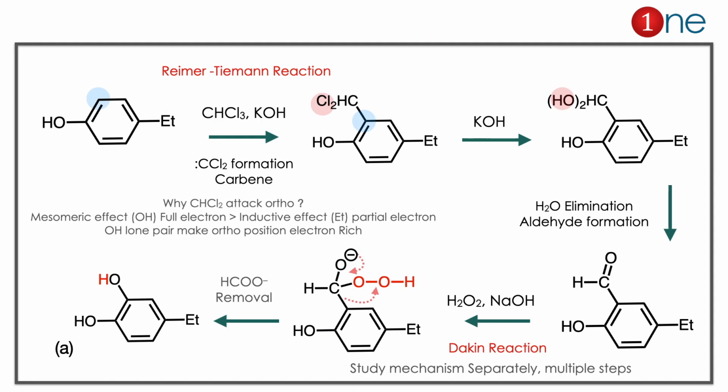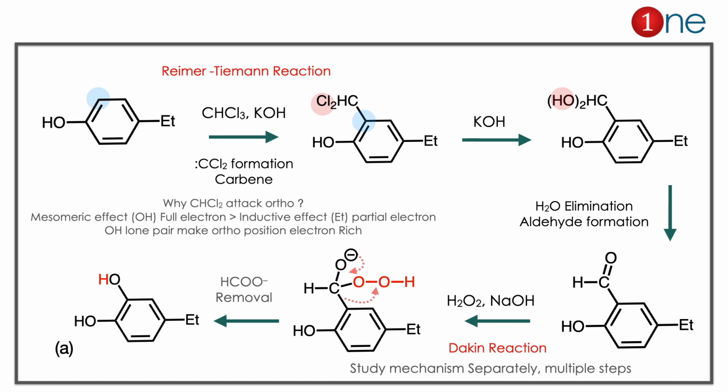In the starting material you have chloroform and KOH, so there is the possibility of carbene formation. So it's a Reimer-Tiemann reaction, with an electron deficient carbene there. So what really happens is it has to be substituted in the ring. But there are two possibilities, whether it will attack at the ortho position or the meta position.